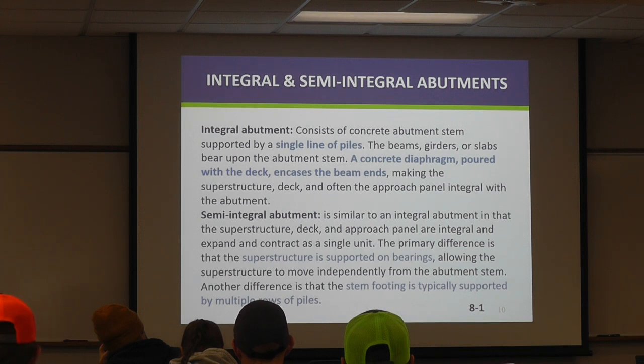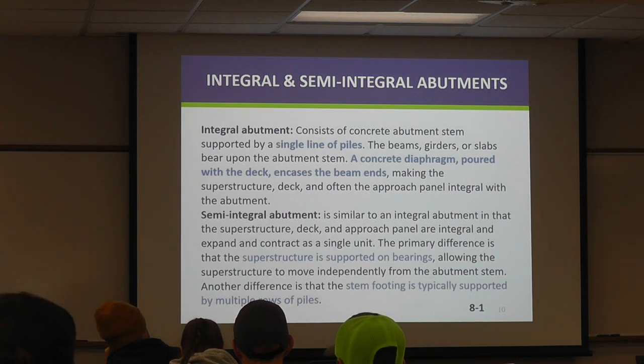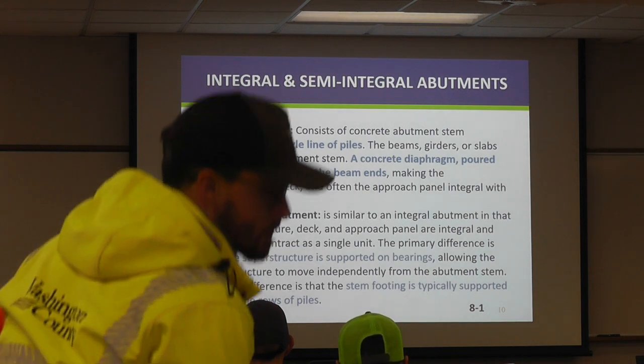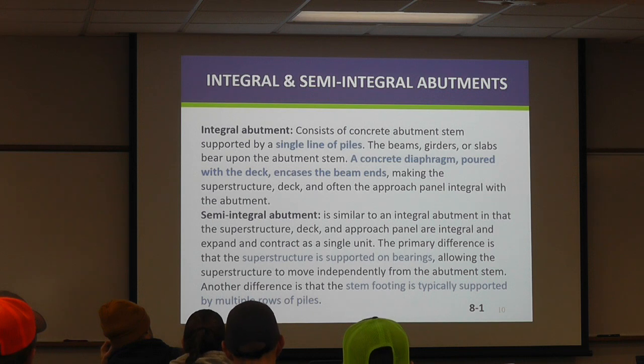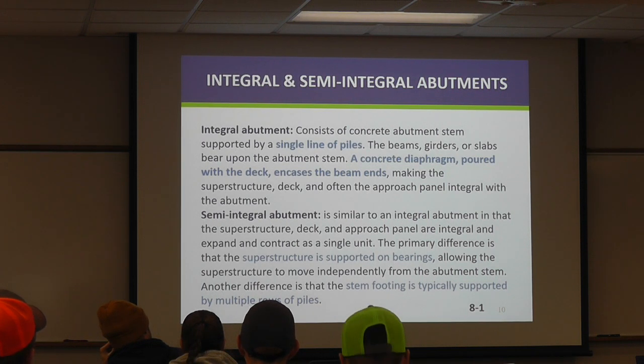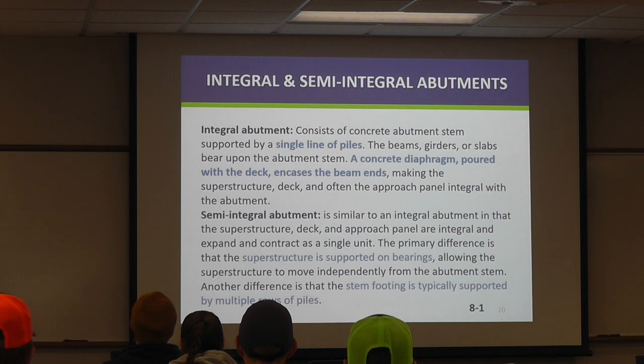So to talk then about integral abutments, it consists of a concrete abutment stem supported by a single line of piles. Those piles are going to flex. Andy talked about weak axis, strong axis. So we want it to be on the weak axis so that the substructure can move. And there's going to be a continual concrete diaphragm in there. We'll have some pictures coming up that show it a little bit better instead of just words.